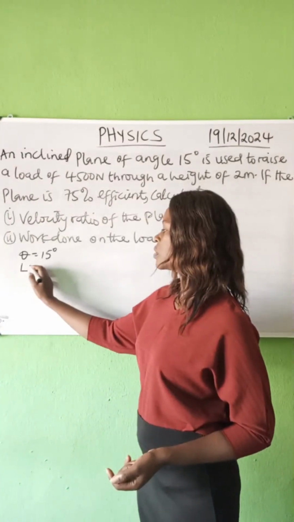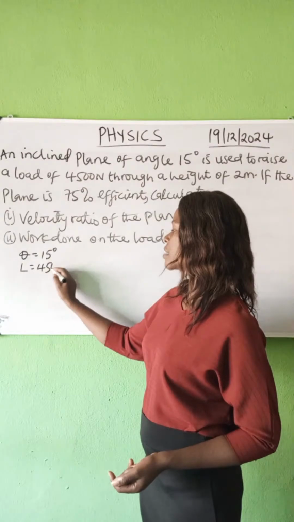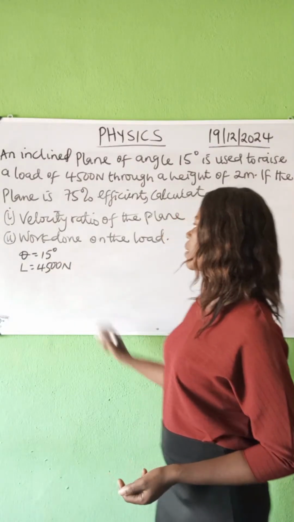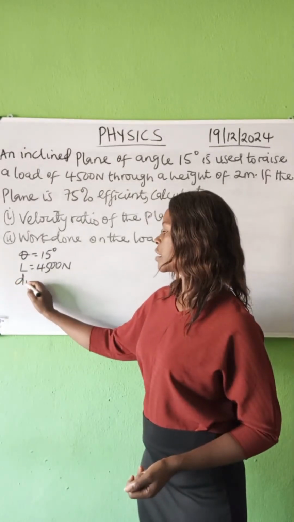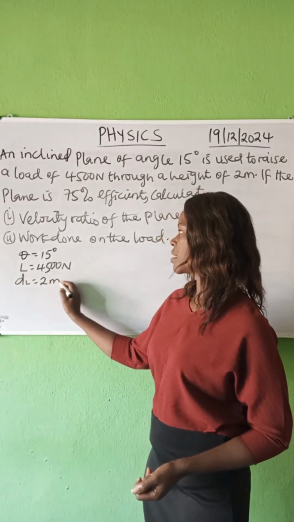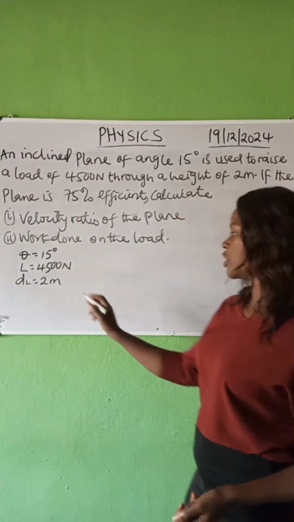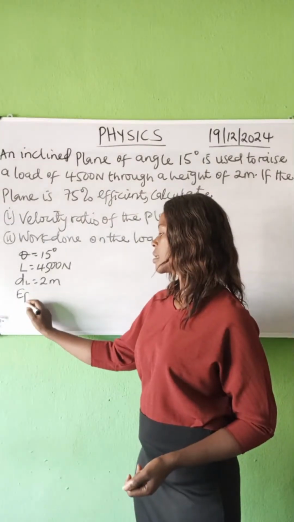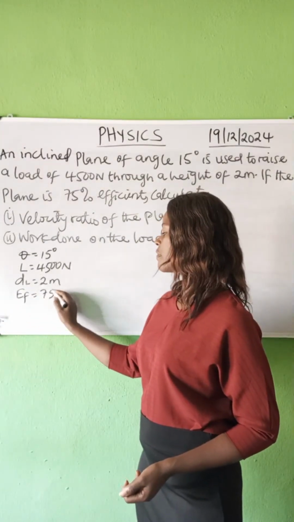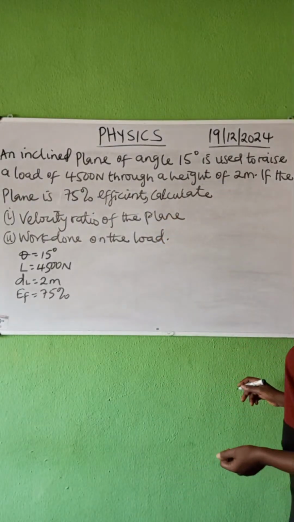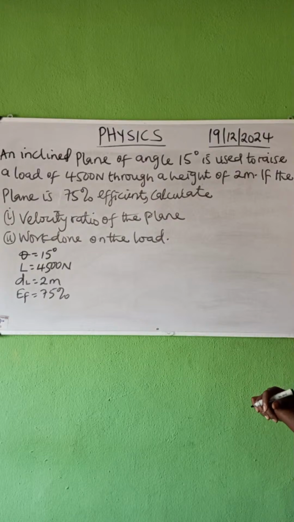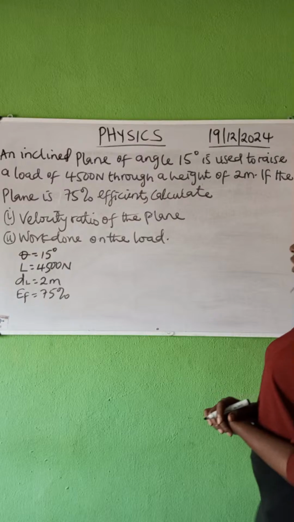Then the load is 4,500 Newton. Through a height, the distance moved by the load is 2 meters. And the efficiency is 75%. Now, what are we looking for? We're looking for the velocity ratio and the work done on the load. We're looking for the velocity ratio.